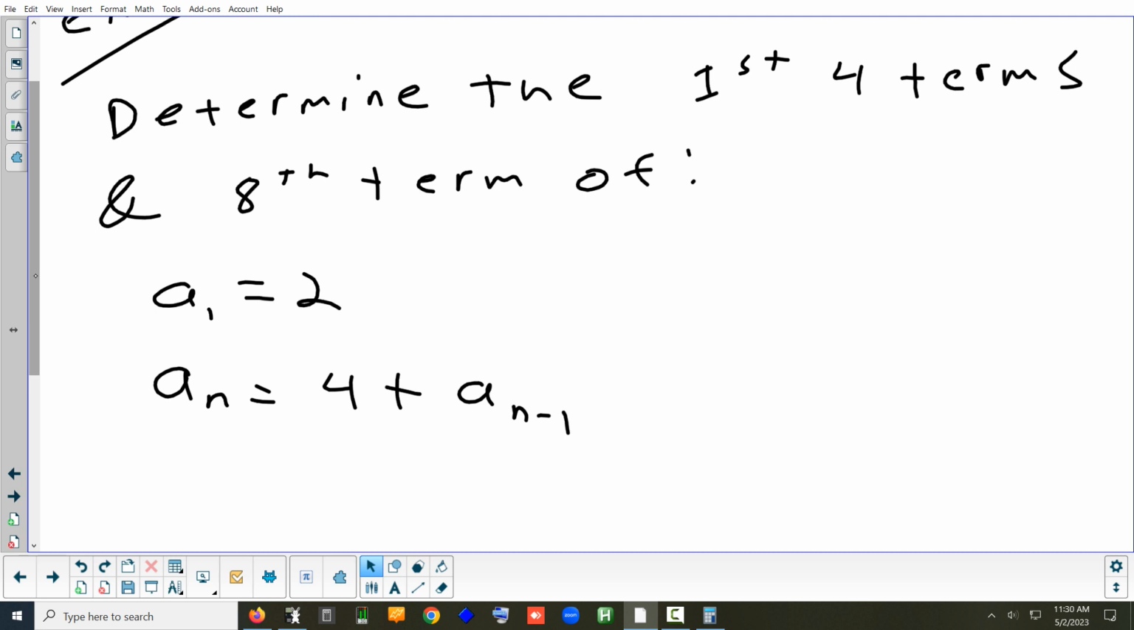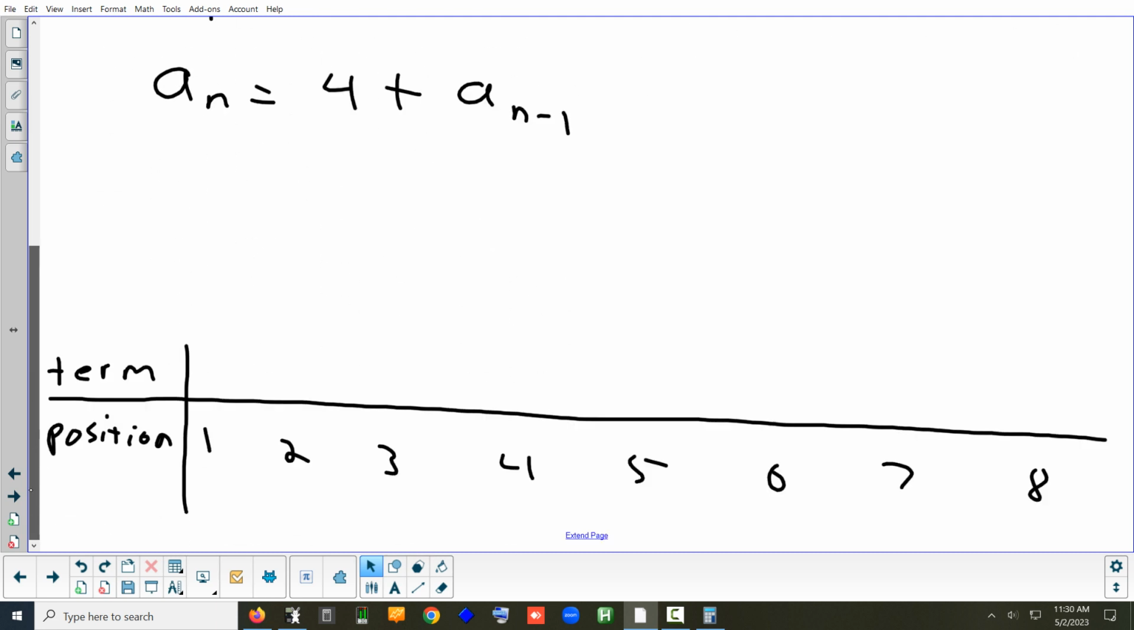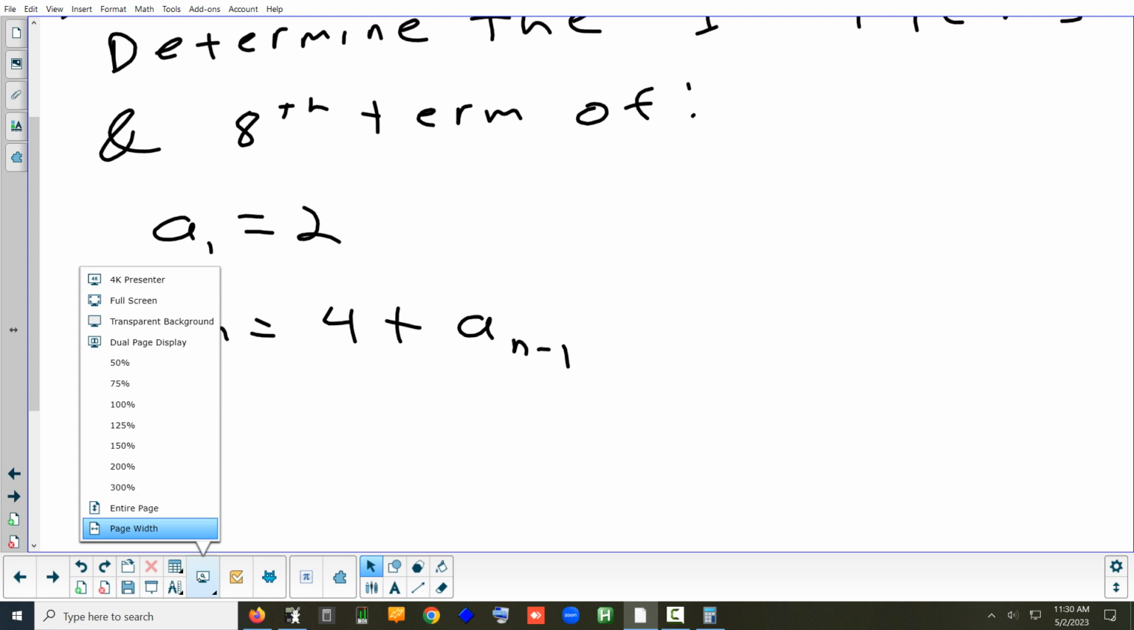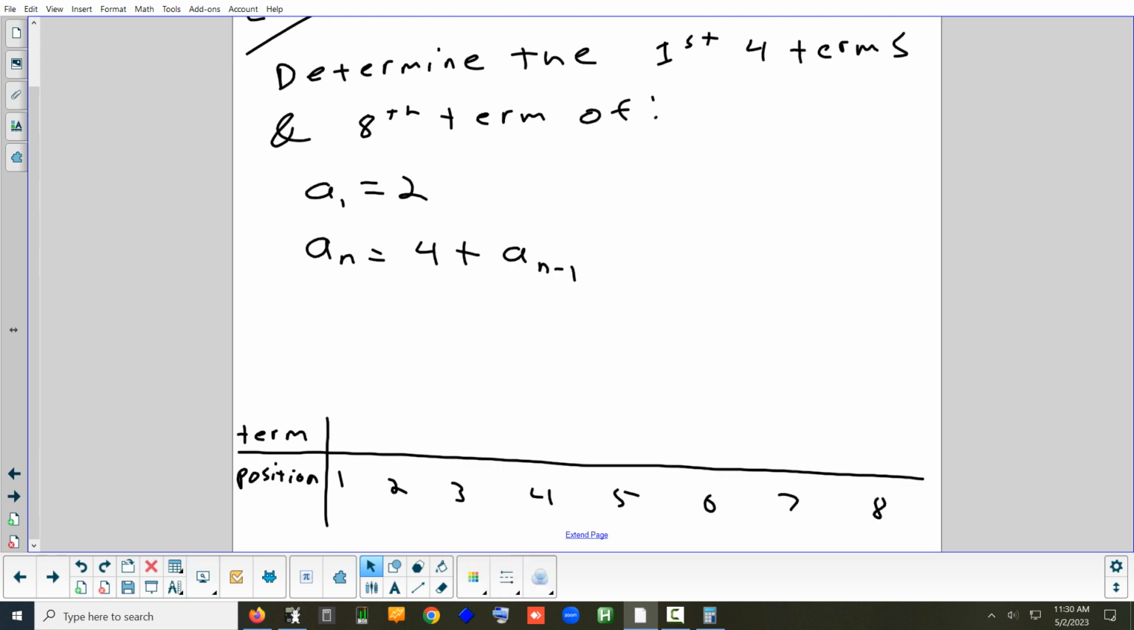It's a sequence that's been defined recursively. So unfortunately, to get to the 8th term, we're going to have to get to every term that comes before it, even if we don't need it. All right. So what's the term in the first spot? 2. How do we know that? Because that's A1. Yeah, that's given. Now, what would be the term in position 2? 6. And 3? 10. And 4? 14. Okay, so that answers the first part of the question.